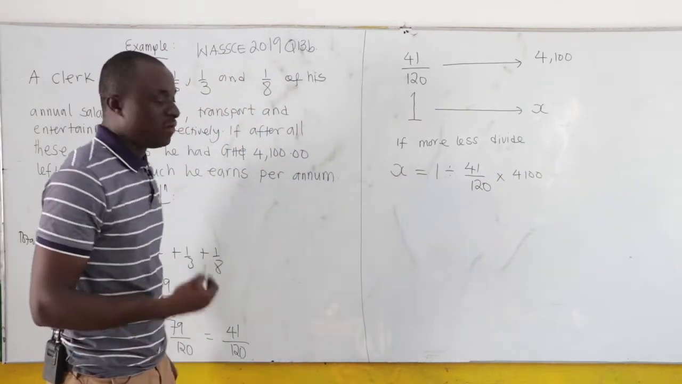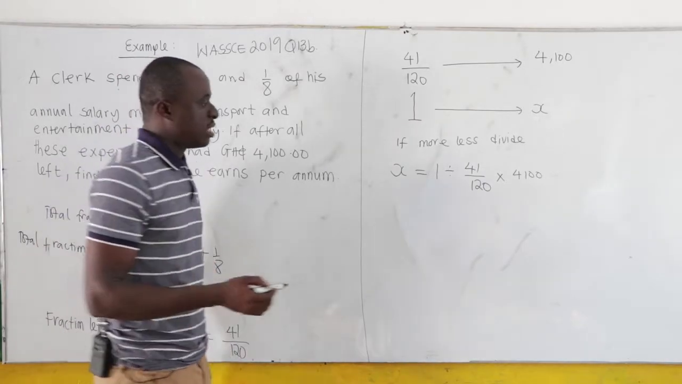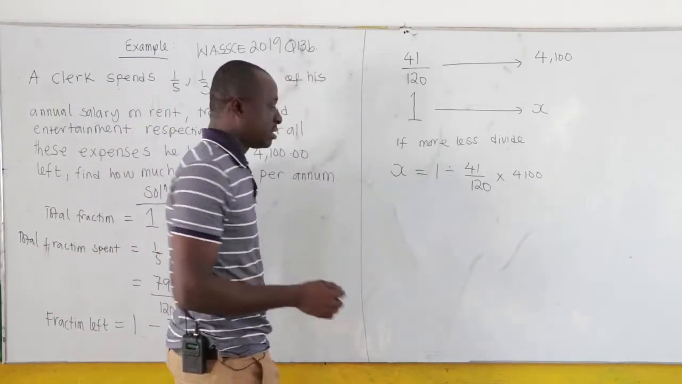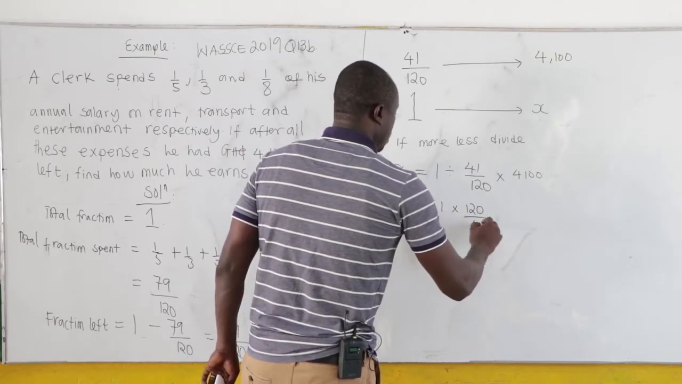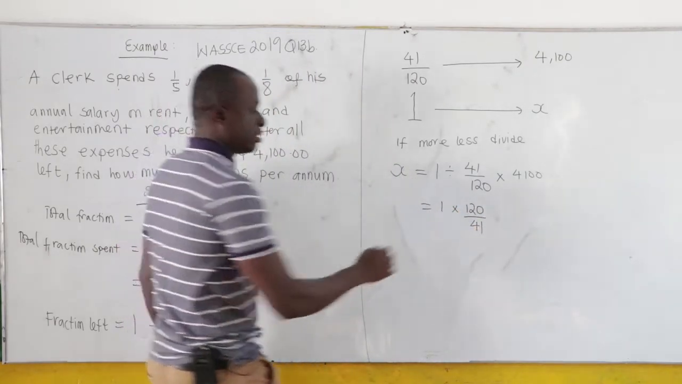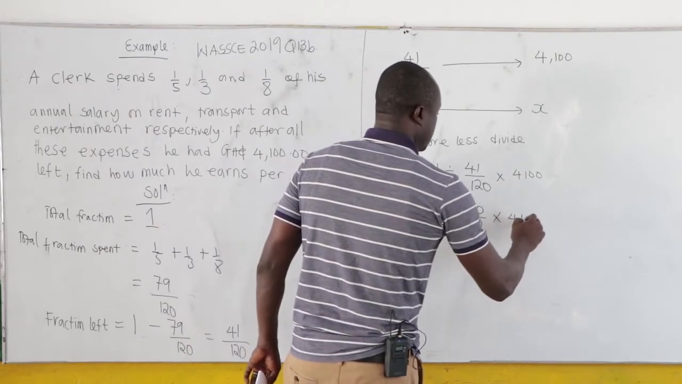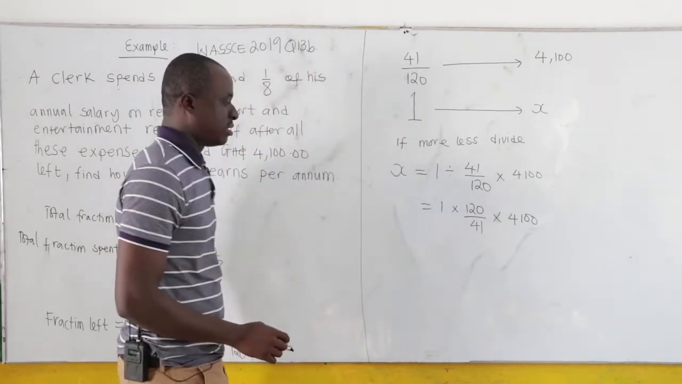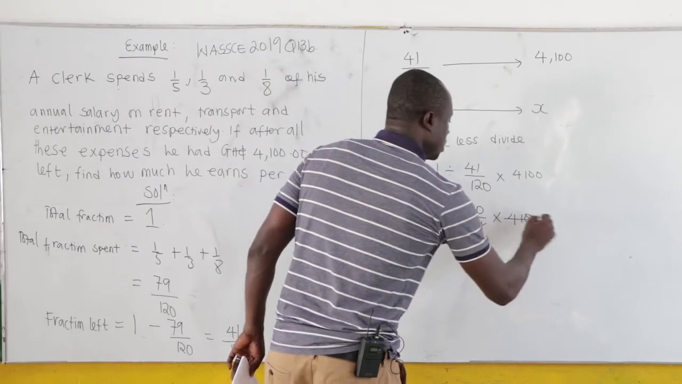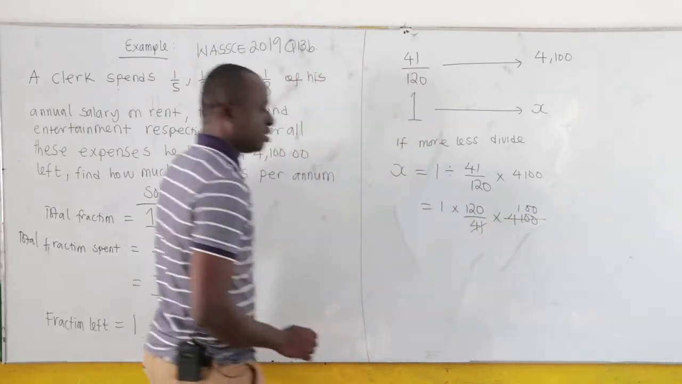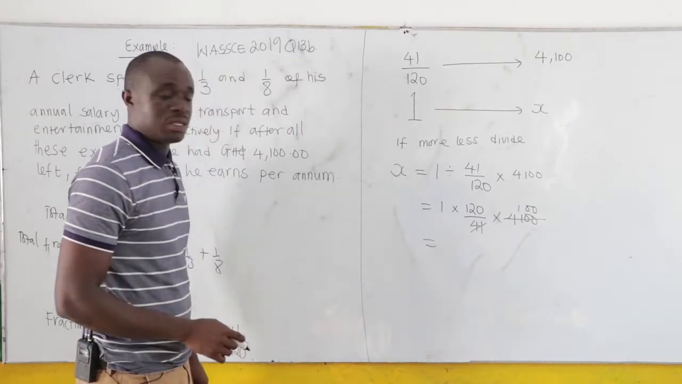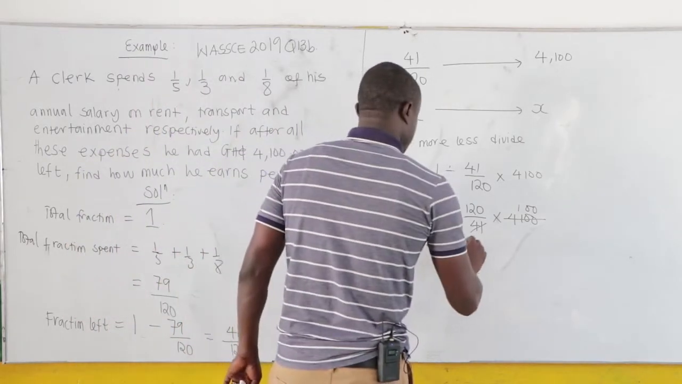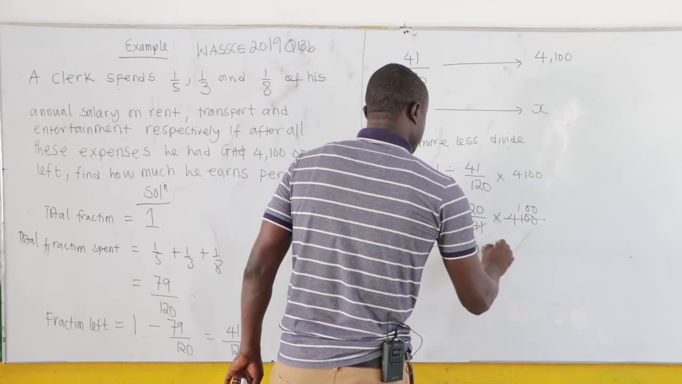Now, division we change to a multiplication, and we reciprocate the second term. So here we have 1 times 120 all over 41 times 4,100. Now, this 41 will go into this 41, that's 1, and then bring the 2 zeros. And here, 120 times 100, and this is just 12,000.